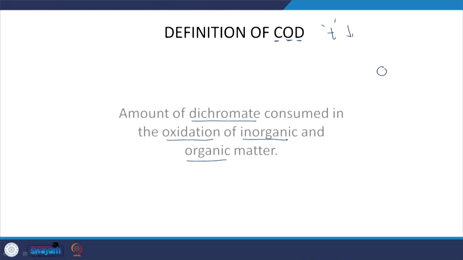So, that is why instead of the microbes using oxygen, I try to indirectly measure the amount of oxygen. How? Oxygen is an electron acceptor. So, rather than oxygen, I am going to use dichromate, which is a relatively strong oxidizing agent, meaning a relatively strong electron acceptor, and then I will look at the electron equivalents to get it in terms of oxygen, right. So, it is the amount of dichromate needed to oxidize the inorganic and organic matter. We are not saying biodegradable organic matter, we are saying inorganic and organic matter. So, that is something to keep in mind.